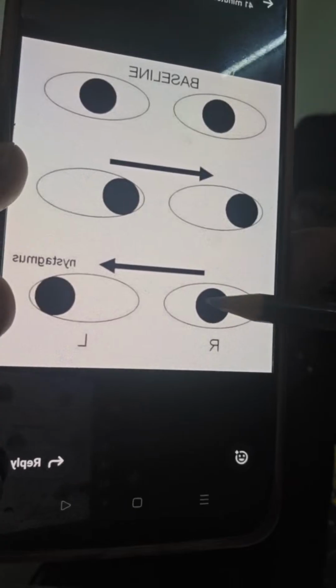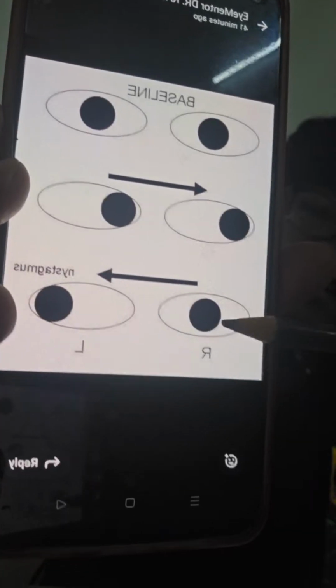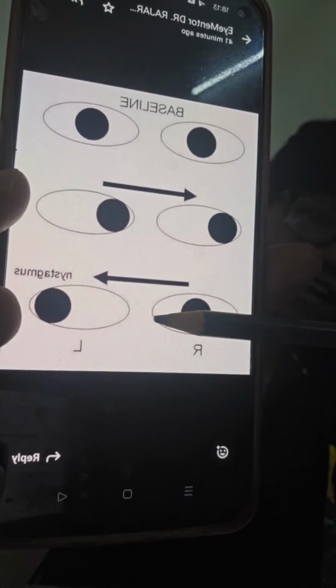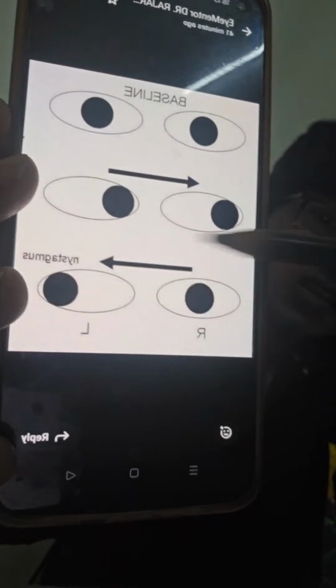Ipsilateral adduction deficit, that is where I will have a medial longitudinal fasciculus lesion. So in this case, I have a left MLF lesion, which is causing a left adduction deficit and a contralateral abducting nystagmus, right abducting nystagmus. So this is a case of left internuclear ophthalmoplegia, that is your left INO. Very good, Rafi, Shweta, Vinod. Yes, perfect.